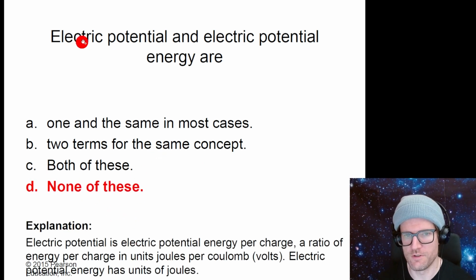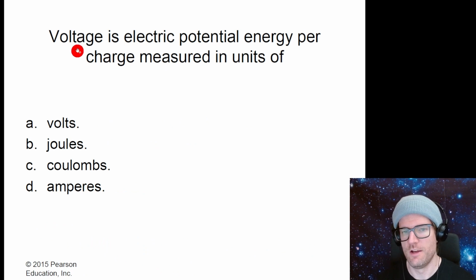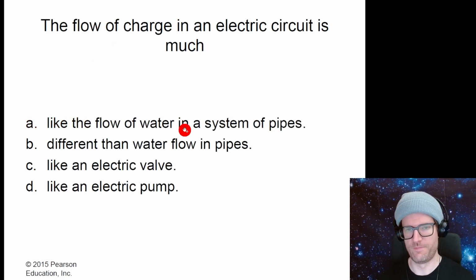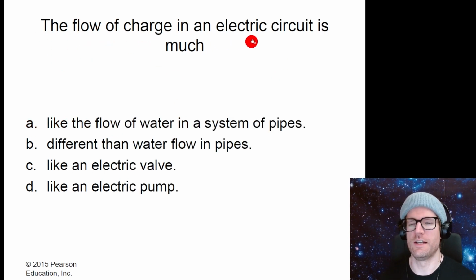Okay, so electric potential is potential energy per charge. Electric potential energy is just how much energy there is. Voltage is electric potential energy per charge, measured in units of volts. Okay, it's called voltage, gives it away. It's volts.